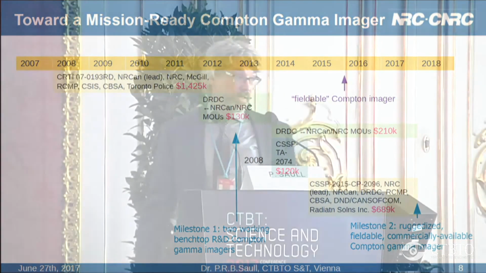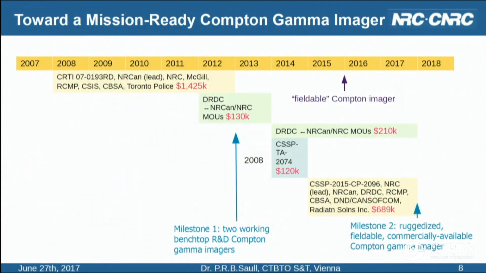We've been working with Compton gamma imaging for 10 years or so. We've had a few milestones. In 2012, we completed two benchtop R&D gamma imagers, fairly large volume. One of those I'll showcase later. And last year, we built and fielded a small handheld Compton gamma imager, and I'll showcase that one as well. We are currently working on commercializing these imagers, and next year they will be available for order. That's called the mission-ready project.